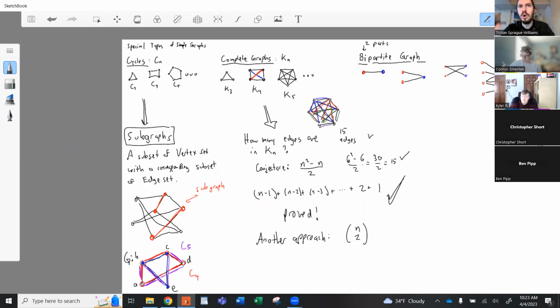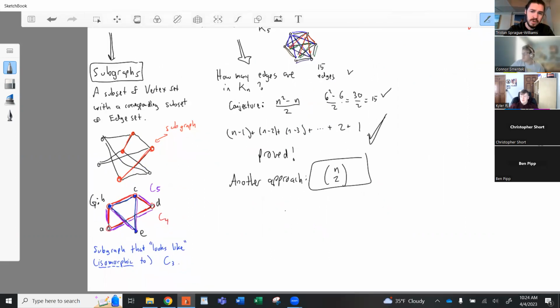So what is the total number of possible edges you can have? It's just the total number of different ways that you can choose 2 vertices from a set of n vertices. So n choose 2 is the answer. That's a counting approach.